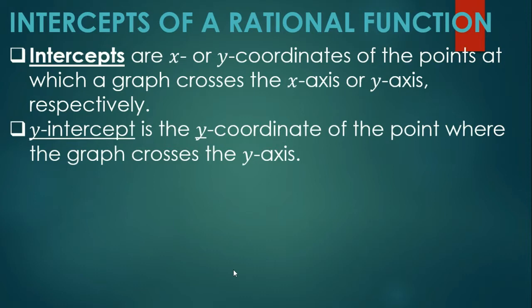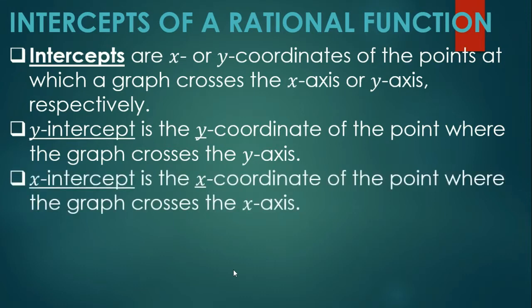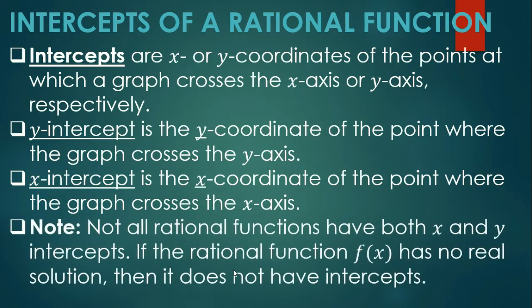Y-intercept is the y-coordinate of the point where the graph crosses the y-axis. The x-intercept, naman, is the x-coordinate of the point where the graph crosses the x-axis. You have to remember that not all rational functions have both x and y intercepts. If the rational function f of x has no real solution, then it does not have intercepts.